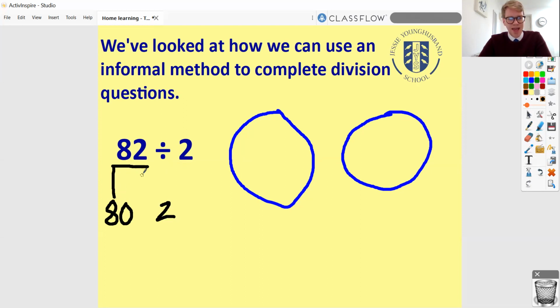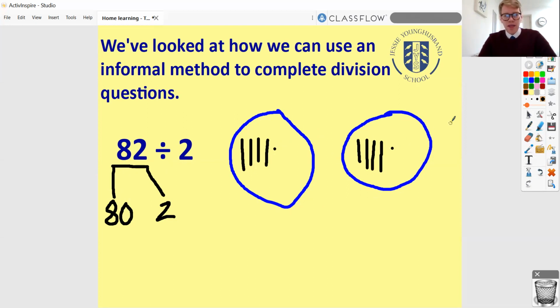So I can split my 80 up by putting in some tens. Now in school, we have some 10 sticks. For the purposes of our informal written method, we can just draw some lines for this. So I'm going to have 10, 20, 30, 40, 50, 60, 70, and 80, with each of these 10 sticks representing 10. And I've got 2 left to share out, and that's just going to be 1, 2.